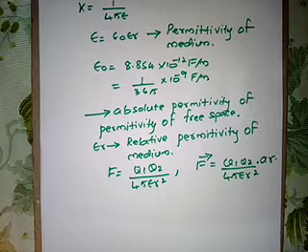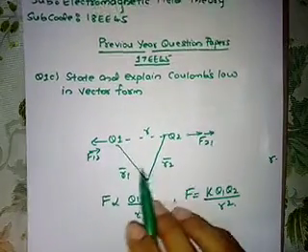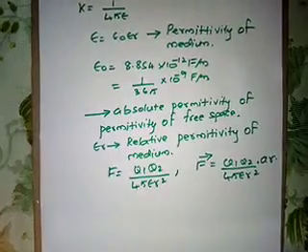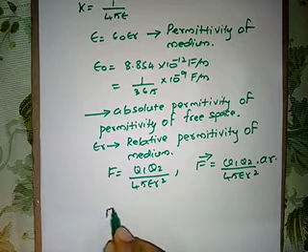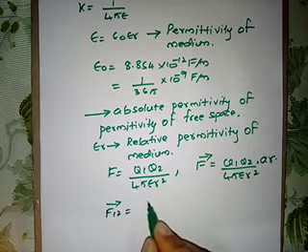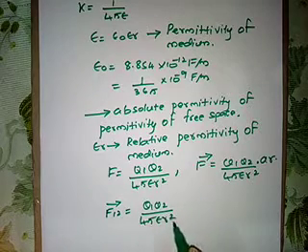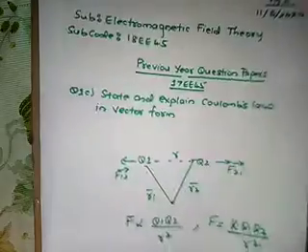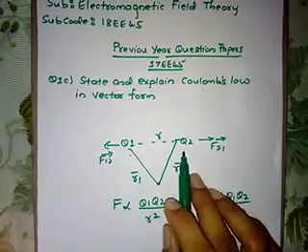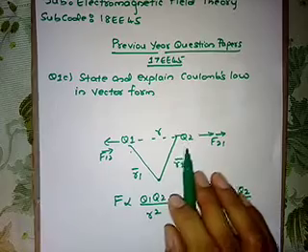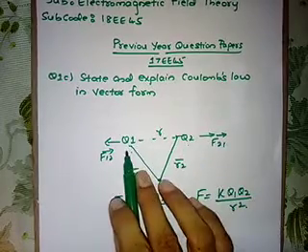So in the above figure, the force exerted by Q2 on Q1, that is the force on Q1 due to Q2, is given by F12 equal to Q1 Q2 divided by 4 pi epsilon r square. So source is Q2, destination is Q1. So it is A21, unit vector from source to destination.